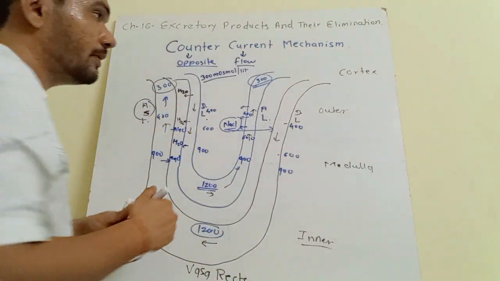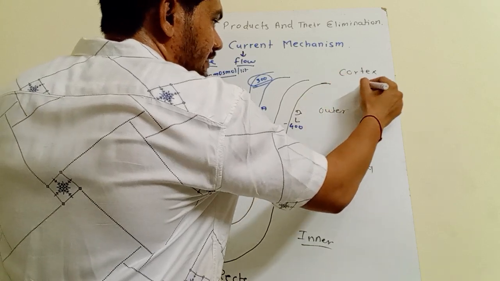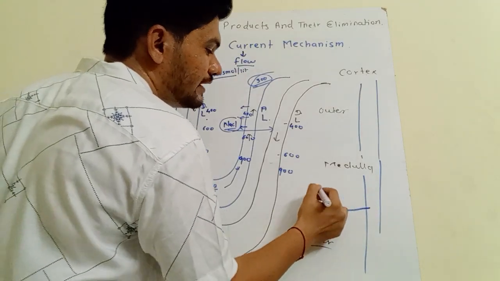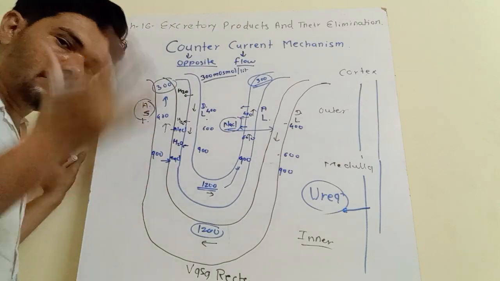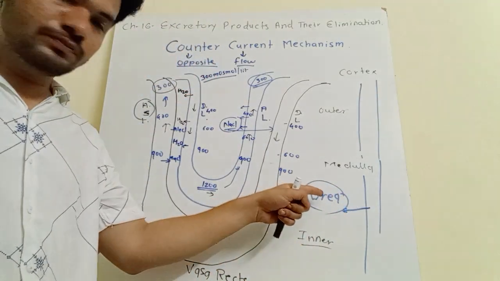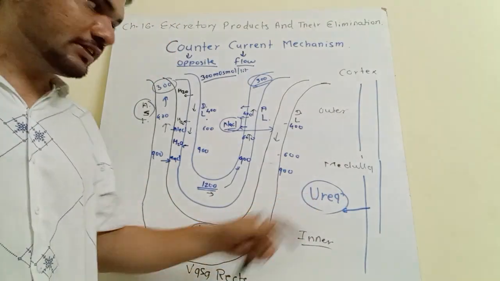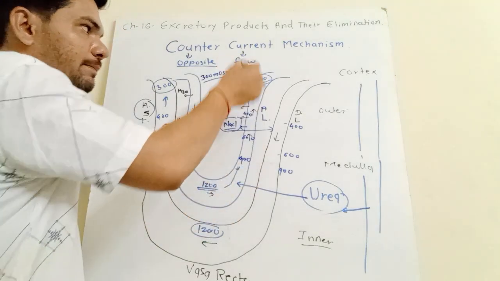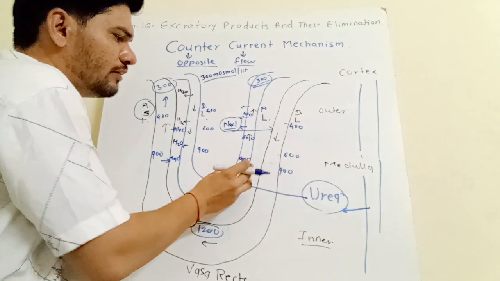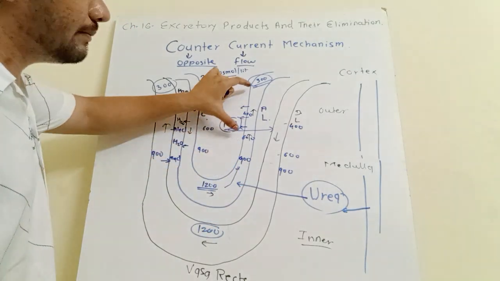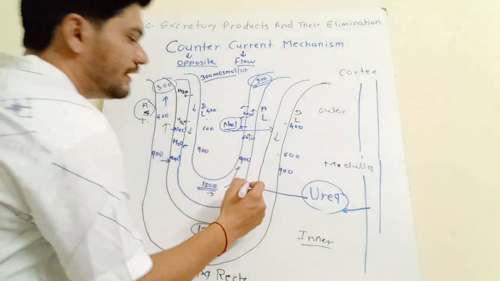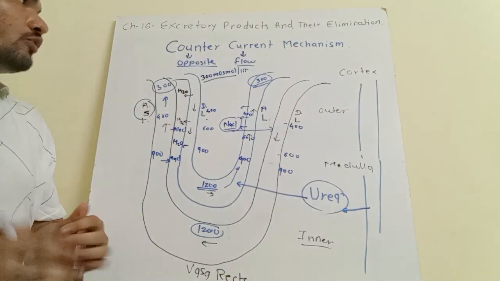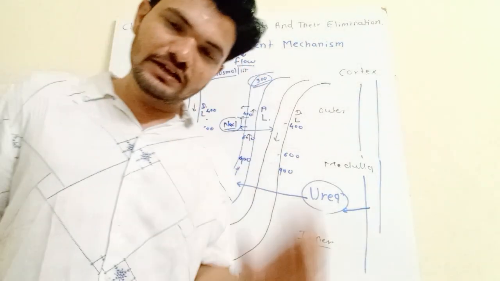There is one more thing you have to remember here. We all know there is the collecting tube after the DCT. The collecting tube is again going to release urea. Some amount of urea will diffuse out of the collecting tube into the medullary interstitium. It will be taken up by the thin part of the ascending loop of Henle. The ascending loop has a thinner part here and a thicker part here. The thin part will take this urea, and that urea will be recycled. This is urea recycling. So these are the things you have to remember in the counter current mechanism. I hope it is clear to you.